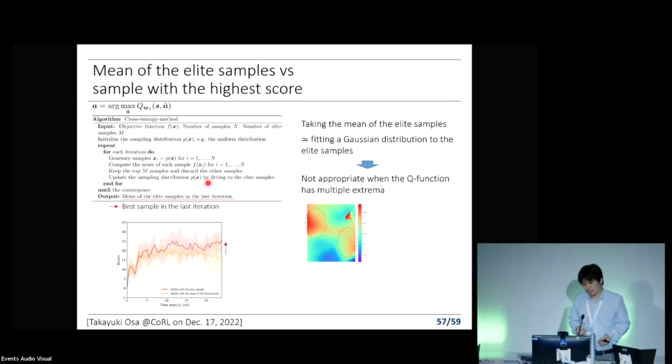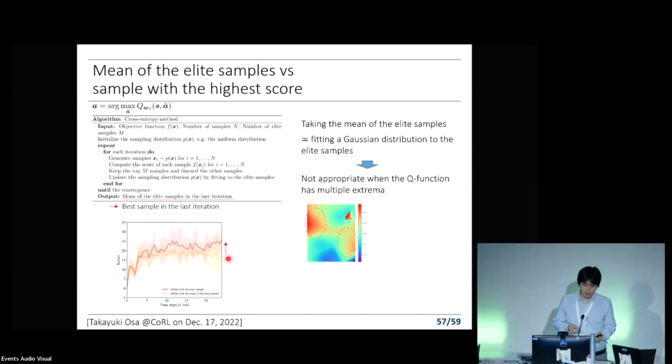And we have another empirical result that indicates the effect of the multimodality of the optimal actions. In QT-opt, we use a cross-entropy method. Here is the procedure of the cross-entropy method. First, we generate samples from the proposal distribution, we compute the score, and we keep the top samples. Then we update the sampling distribution by fitting it to the elite samples. Then we iterate this process. Usually, the output of the cross-entropy method is given by the mean of the elite samples in the last iteration. We changed the output to the best sample in the last iteration. And actually, it led to an improvement of the performance of QT-opt in this task.